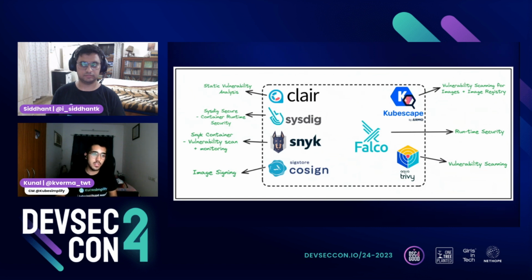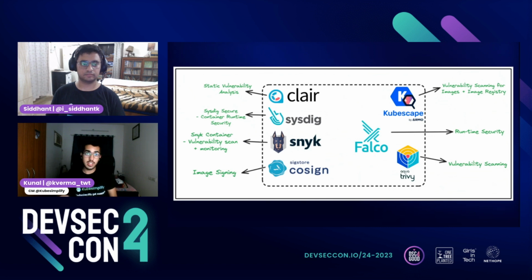So we have Clair, which can be used for static vulnerability analysis. We have Sysdig, specifically Sysdig Secure, which can be used for container runtime security. We also have something called Snyk Container that you can use for vulnerability scan and monitoring. I actually have used this hands-on, so it's pretty awesome. You should definitely try it out. You have Cosign, a very famous project by Sigstore for image signing. Kubescape by Armo is again a very nice open source project which can be used for vulnerability scanning for images as well as image registry.